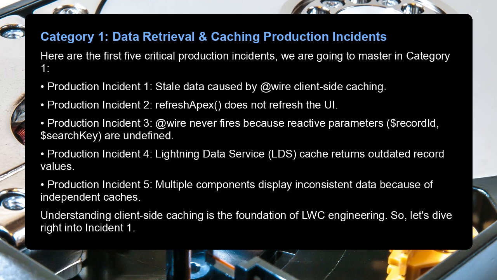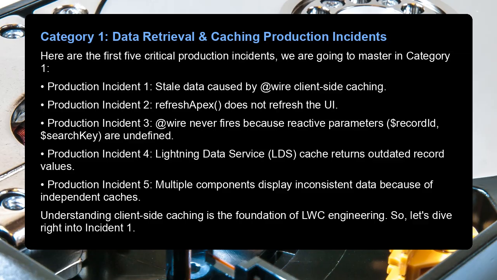Here are the first 5 critical production incidents we are going to master in Category 1. Production Incident 1, Stale Data Caused by @wire Client-Side Caching. Production Incident 2, refreshApex Does Not Refresh the UI. Production Incident 3, @wire Never Fires because Reactive Parameters $recordId, $searchKey are undefined.